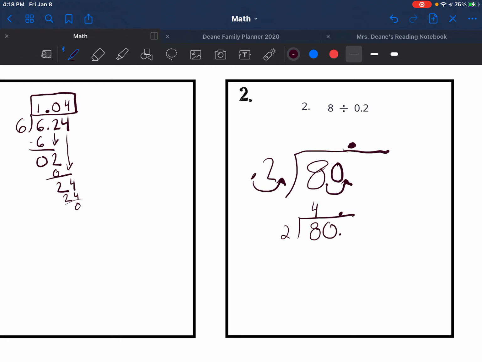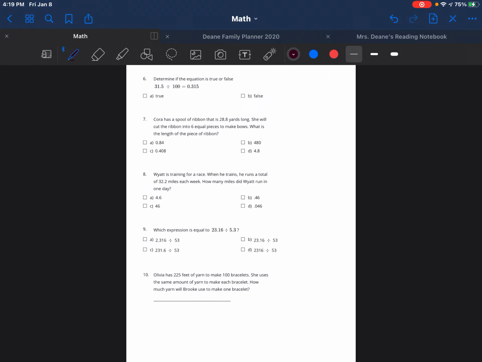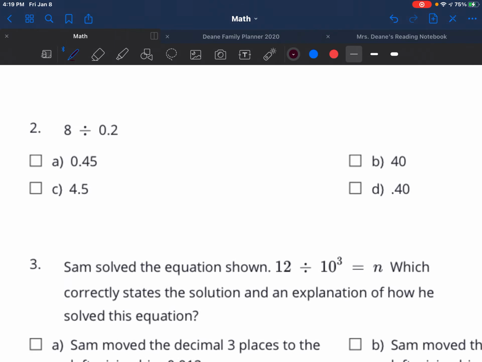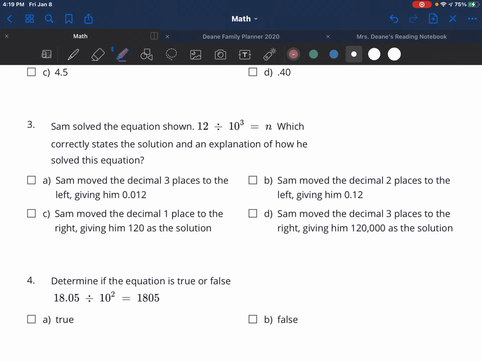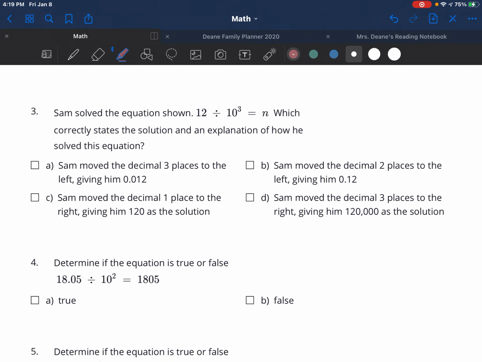2 times what gives me 8? 4. 4 times 2 is 8. That's 0. Am I done? No. I have to bring down every number, even if it is a 0. And now that would be a 0 here. So my answer is simply 40. So I come back to number 2, check off B for 40, and I move on. All right, number 3.